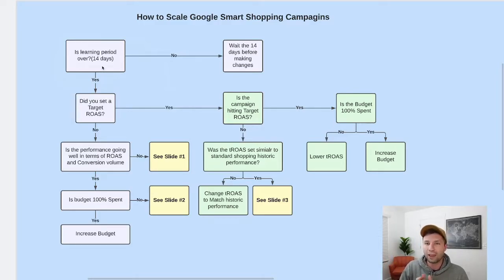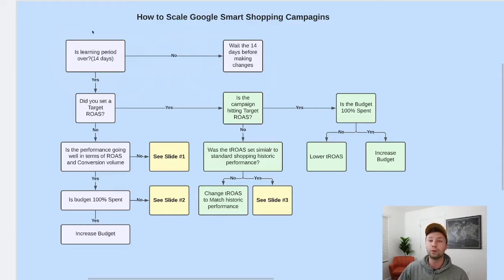So if you launched your campaign and you're still within the 14-day window, then I don't want you worrying too much about scaling your campaign or about the results so far, because usually the first week or so in a Smart Shopping campaign, the results are subpar, and then the campaign starts to learn as long as you're giving it enough data. So the first question you need to ask yourself is, is the 14-day period over? If the answer is no, then the simple thing to do is to just wait 14 days before you make changes to start scaling and optimizing your Google Smart Shopping campaigns.